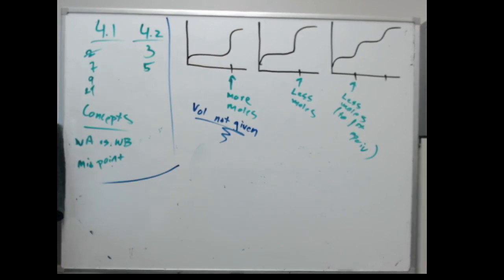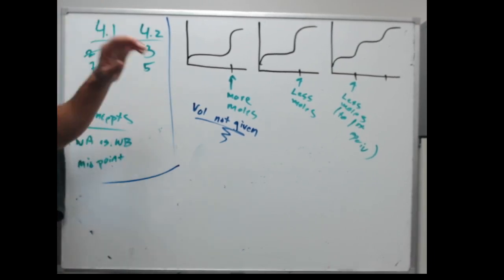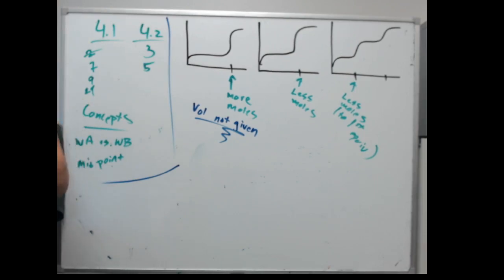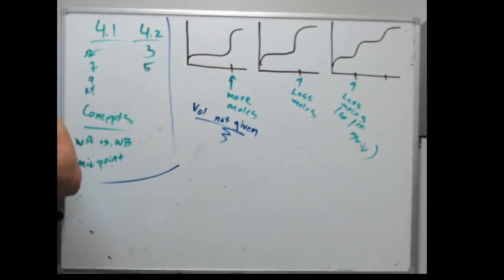Strongest base, but you don't have that curve drawn. That's the curve I don't have drawn, right? So the strongest base is just going to be the one with the pH that starts the highest, right? A base curve just looks like the opposite of an acid curve. You start at high pH, you go down to low pH. And then the next one's the strongest acid.